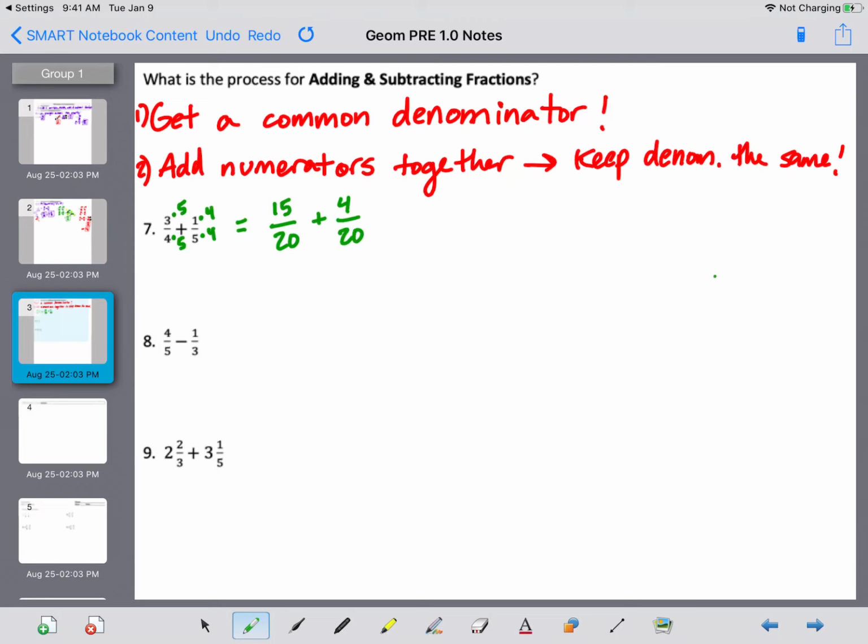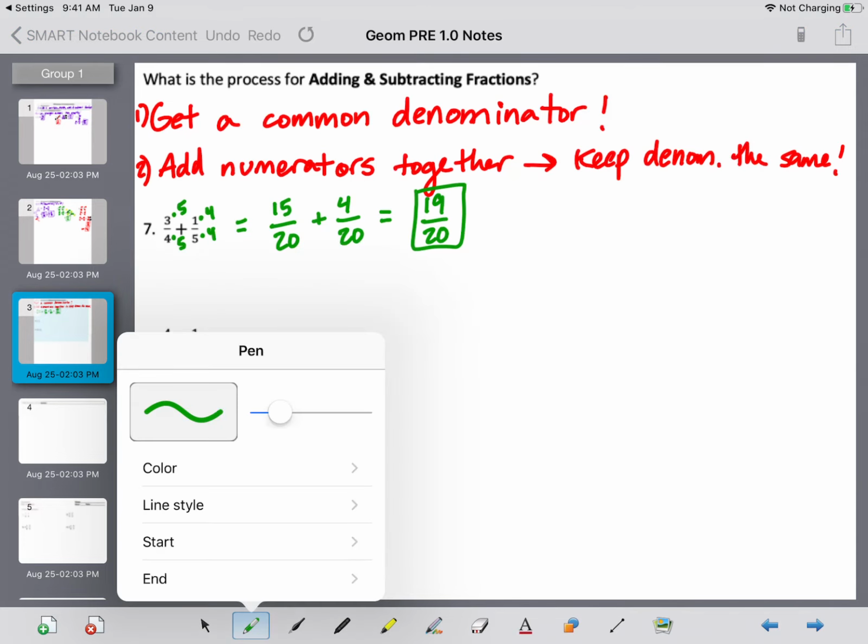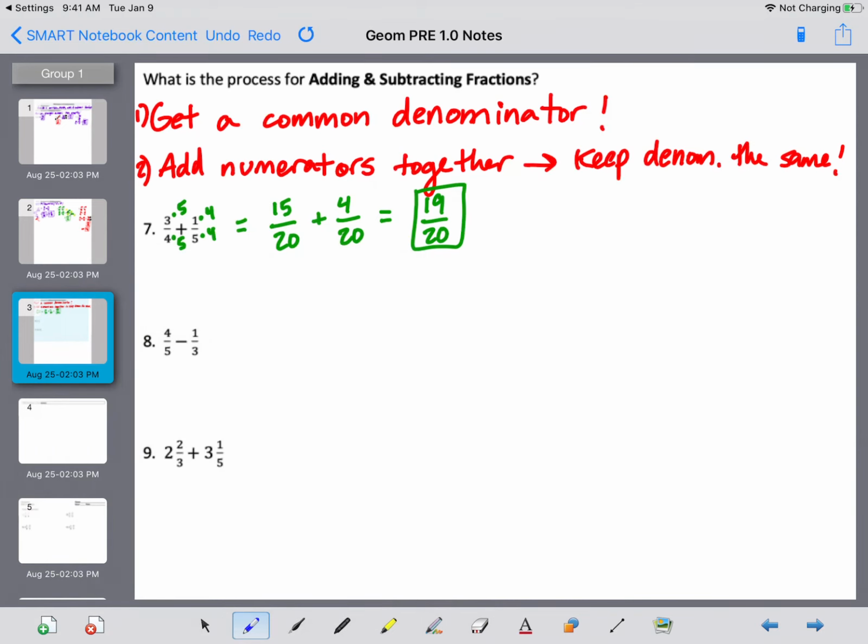Okay, so now we can add our numerators together. 15 plus 4 is 19. And then remember, you keep the denominator the same, so 19/20ths is our answer. And that can't be simplified, so we are done. Okay, let's move on to number 8 here. This is a subtraction problem.